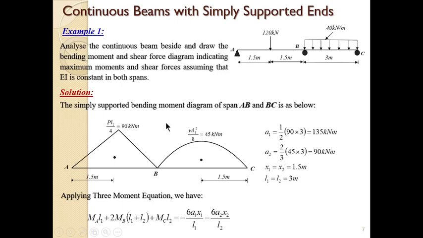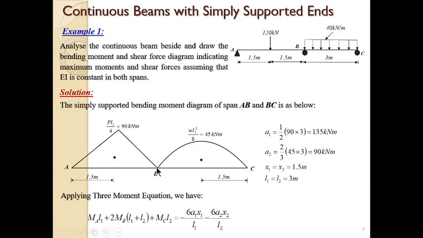Now the simply supported bending moment diagram of spans AB and BC is given like this. When we say simply supported bending moment, we are taking each span as if it were simply supported and drawing the bending moment diagram for each of them. So this is for span AB. We have a concentrated load at midspan, so we will have a triangle that peaks at midspan, and this point is P L1 over 4. That is a standard formula. You might need to memorize this. P L1 over 4 gives us 90 kilonewton meter. So that is the peak.